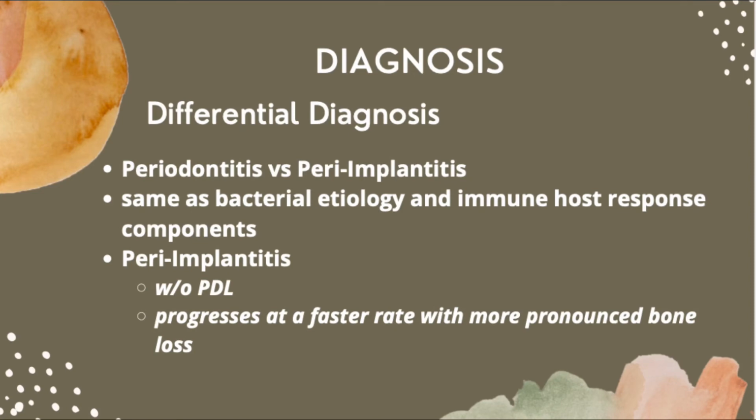We all know periodontitis. Despite the similarities in both the bacterial etiology and the immune response component between periodontitis and periimplantitis, the biggest difference between the two is that in periimplantitis, the periodontal ligament is not involved and it progresses at a faster rate with more pronounced bone loss compared to periodontitis. This may be attributed to differences in the orientation and insertion of collagen fibers around the teeth compared to those around dental implants. And again, this is supported by a study in dog models by Lindhe, in which the pattern of spread of inflammation was different in periodontal and peri-implant tissues.